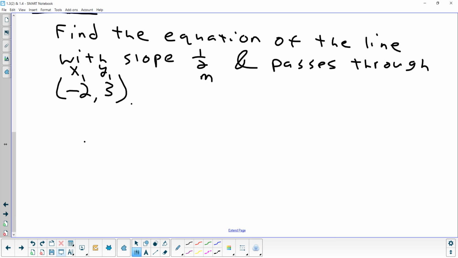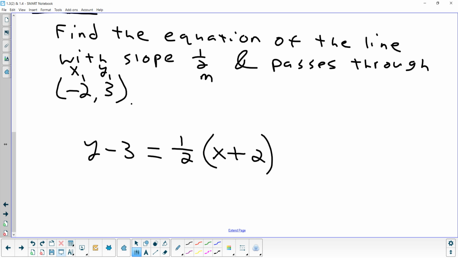So we're going to have y minus y1 equals, Casey, what's going to come right after my equal sign? m, 1/2. Yep, good. And Ethan, what's going to go in parentheses right there? x minus 2. Wait, x plus 2. It's x minus x1. x minus -2. And that is point slope form.